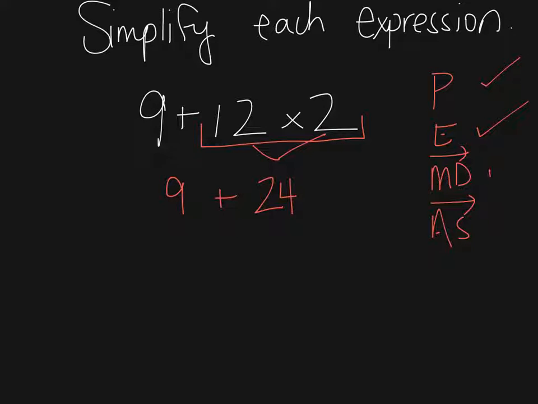Okay, so I did all the multiplication and division, but there was only one. And now I have to add these two numbers together. 24 plus 9 would be 33. So if I am going to simplify this expression, because it's an expression because it doesn't have an equal sign, I would simplify it down to the number 33. Let's do another one.